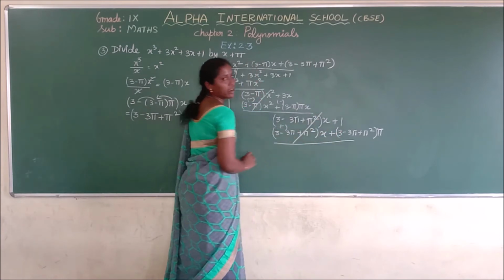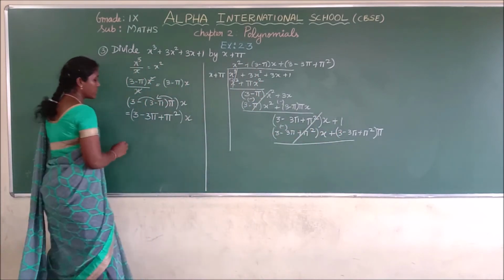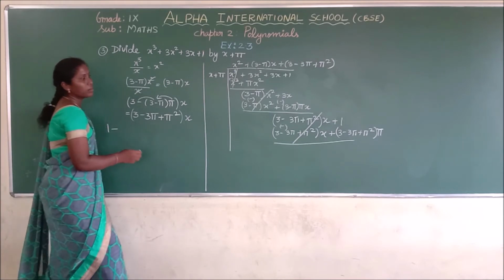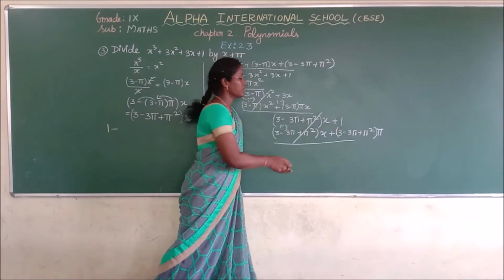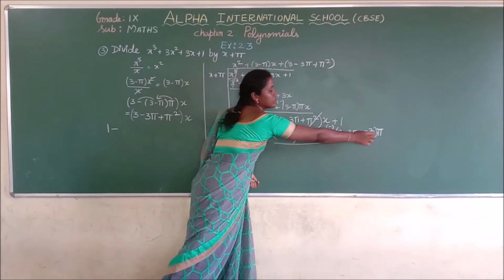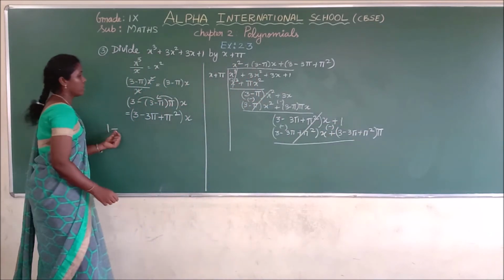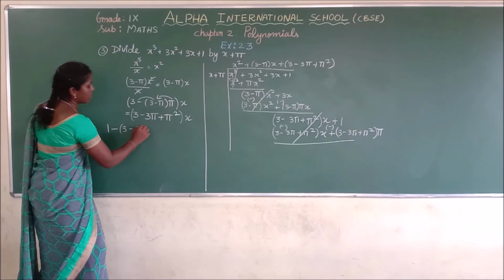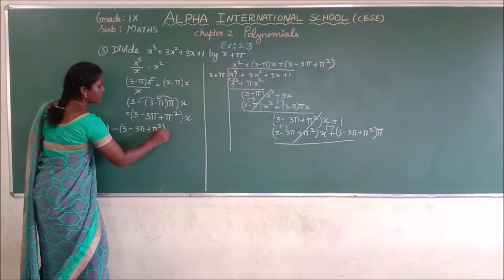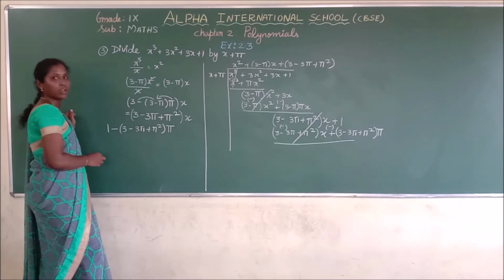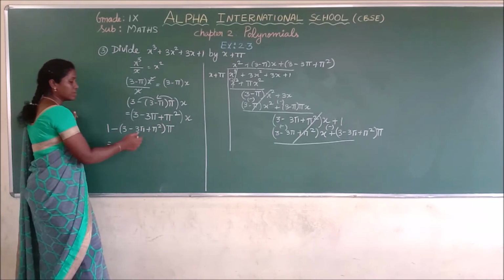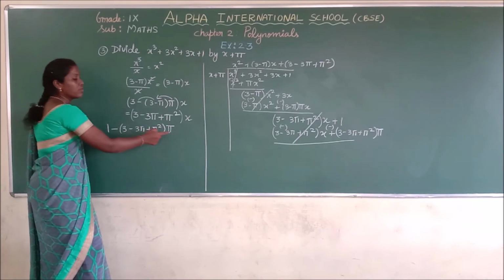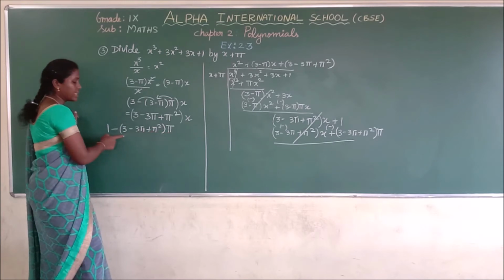What about this? We have to subtract the constant and write. So here we are having 1. We are going to subtract the next term: 1 minus this term. So 1 − (3 − 3π + π²) into π. How we are going to solve this: first multiply π inside, then we can take the sum. First multiply the π value inside the bracket.